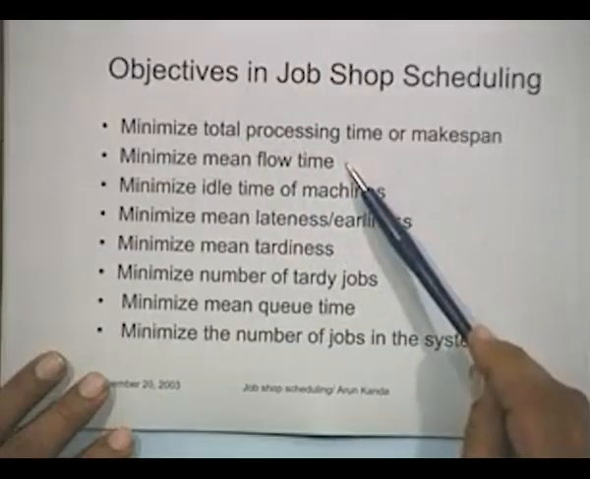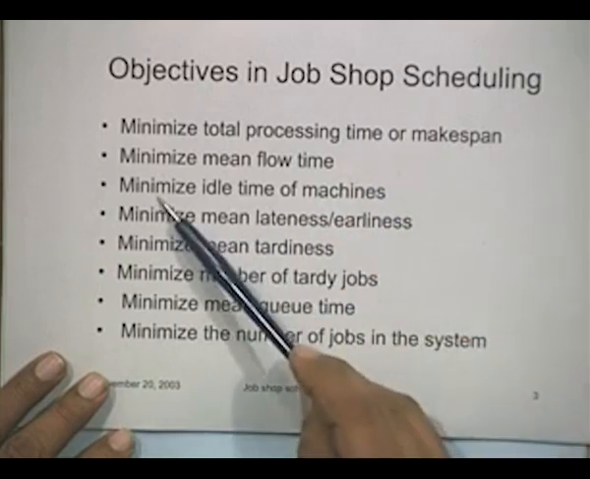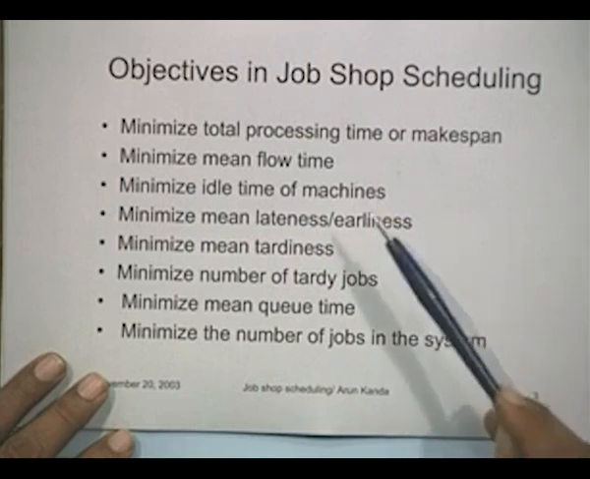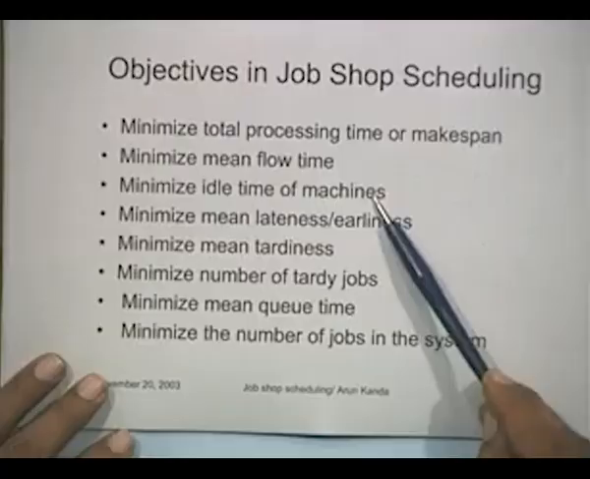So minimization of the mean flow time is also a very major objective. Minimize the idle time of machines, which is quite obvious, because you don't want to unnecessarily keep the machines waiting for no rhyme or reason.